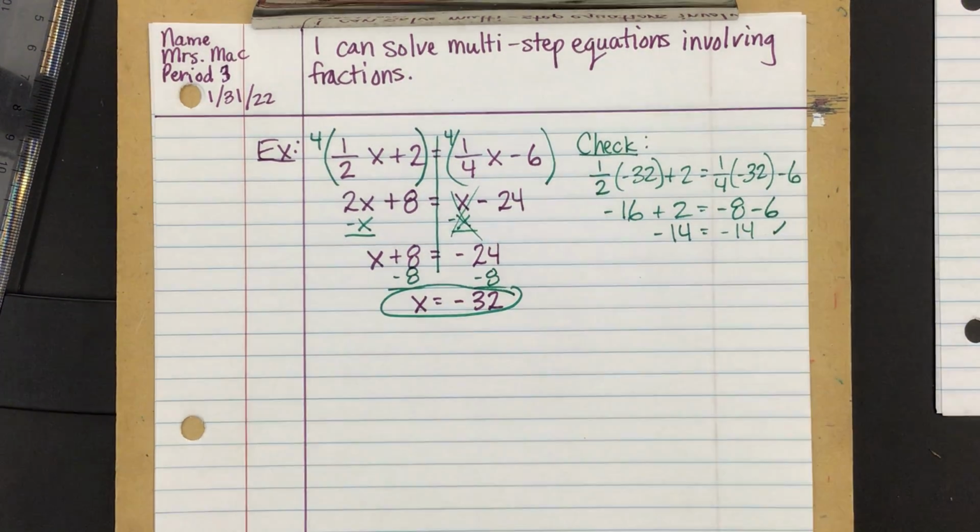Now that one was pretty straightforward. It's not much different than what we did when we were solving two-step equations. So let's take a look at what happens when we have some grouping. Just like the decimals that we talked about on Friday, when you have grouping there, you need to handle it differently.